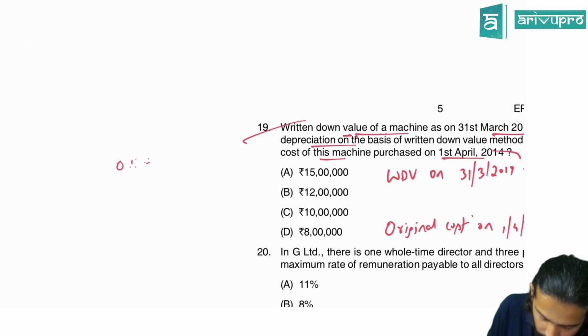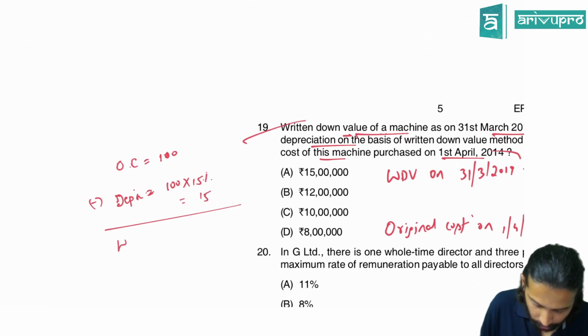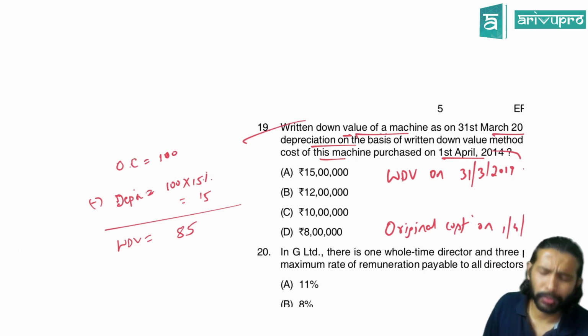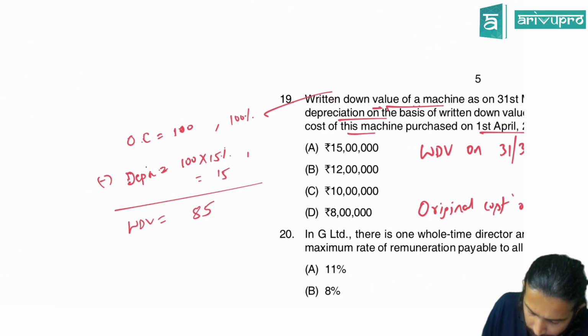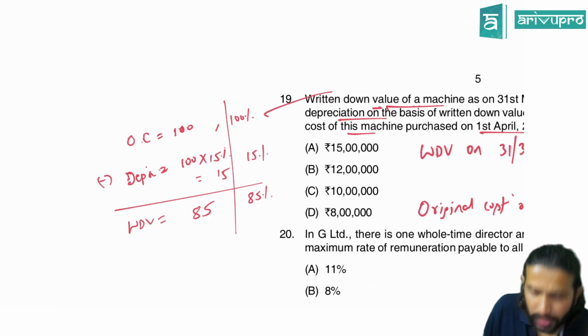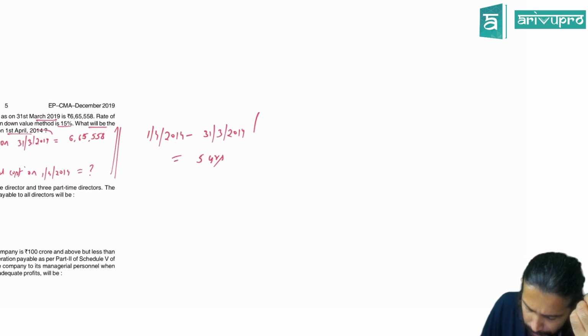If the original cost of the asset is 100, what will be the depreciation for the first year? Depreciation rate is 15%. That means how much will be the depreciation? 15% of 100, which will be 15. That means what will be the WDV? WDV will be 85. So simple funda: if 100 rupees is the cost of the asset, WDV will be 85. That means if the cost is 100%, depreciation will be 15% and WDV will be 85%. They are asking you the original cost of the asset. Bottoms up approach. That means you have to divide. Simple funda is to take the WDV of the asset.